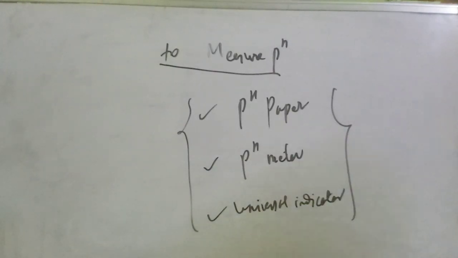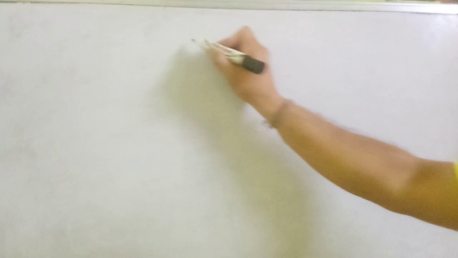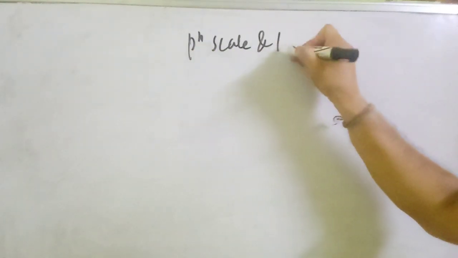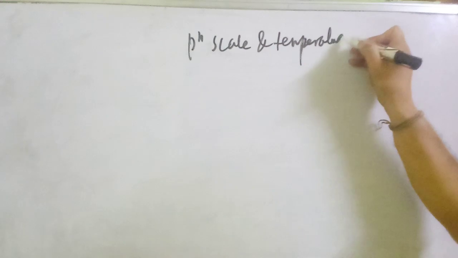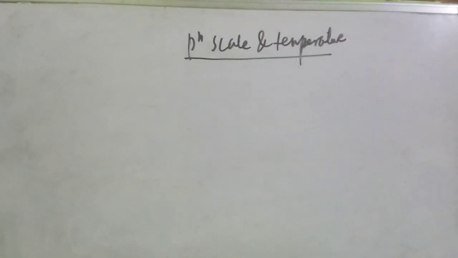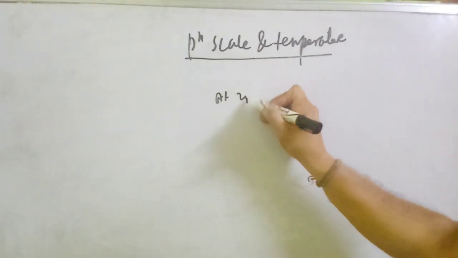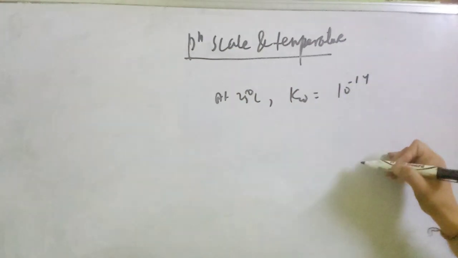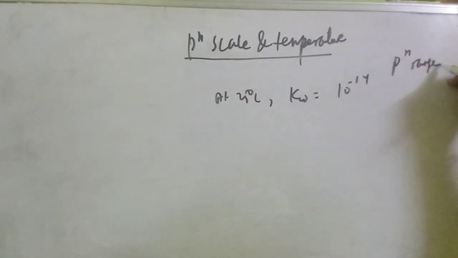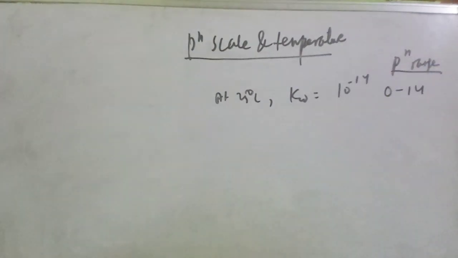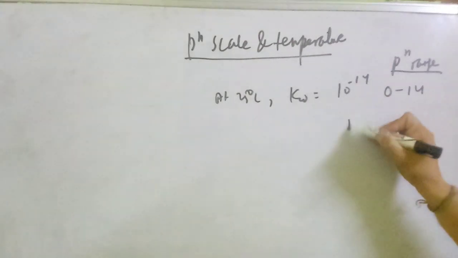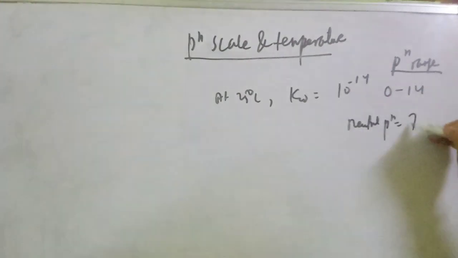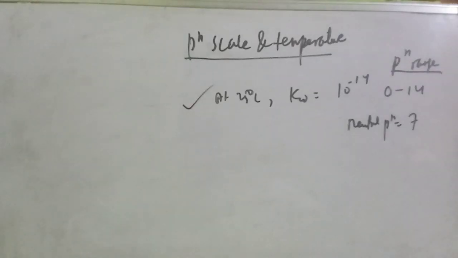Now we talk about the pH scale and temperature. What is the relationship between the pH scale and temperature? Let us talk about it. Is there any relationship between the pH scale and temperature? Let us see. At 25 degrees centigrade, Kw is equal to 10 to the power minus 14. So what is the pH range at that time? The pH range is 0 to 14, right? So what is the neutral pH at that time? Neutral pH equals 7. This is at 25 degrees centigrade, right?